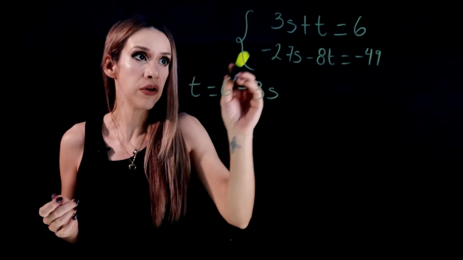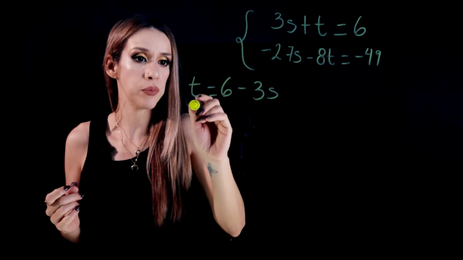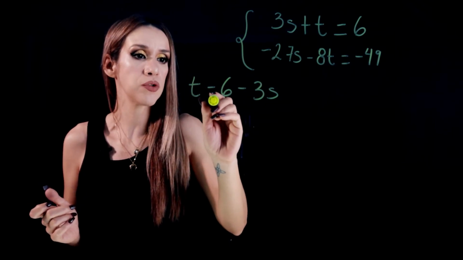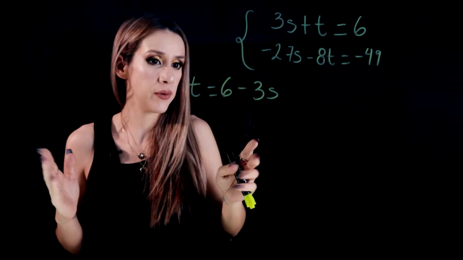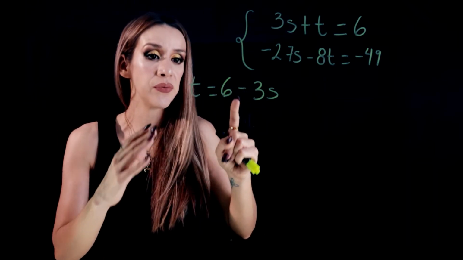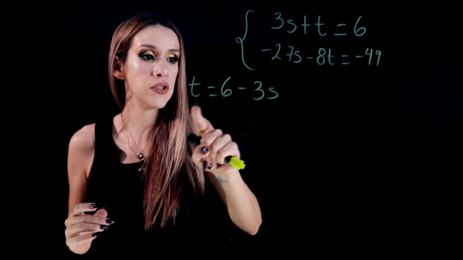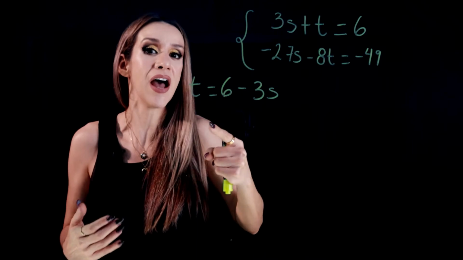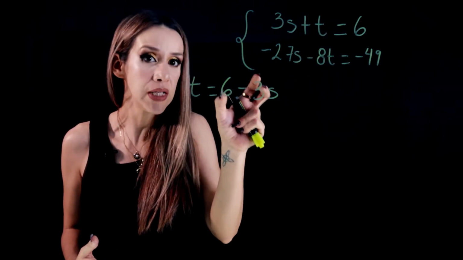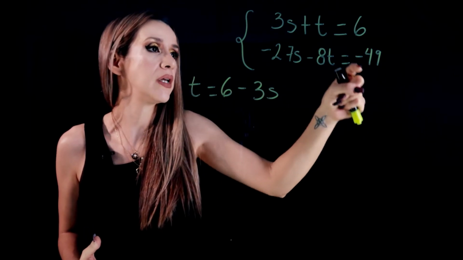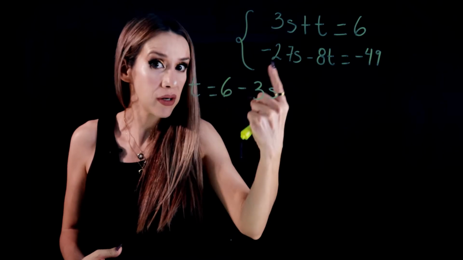Let me show you. If I isolate t in my first equation, this will be my result: t equals 6 minus 3s. We already know that this is not enough to find the value of t and s. But guess what? Because these two variables are the same, or they have the same value in both equations, we can use this expression and substitute it in the other equation to create a new equation with just one variable.